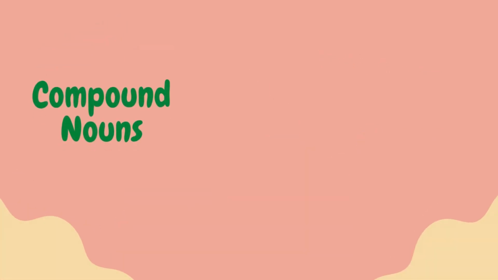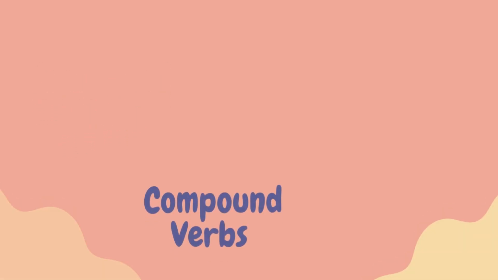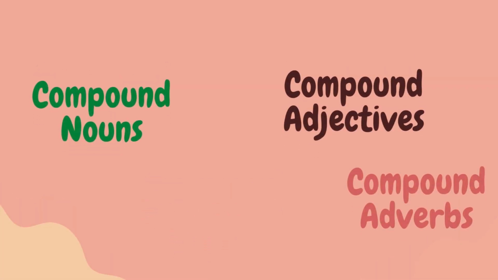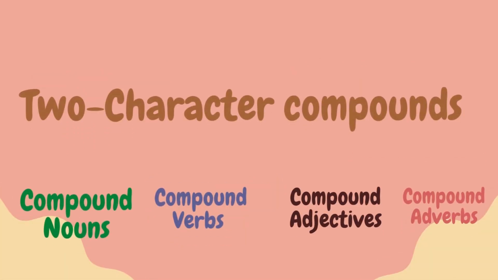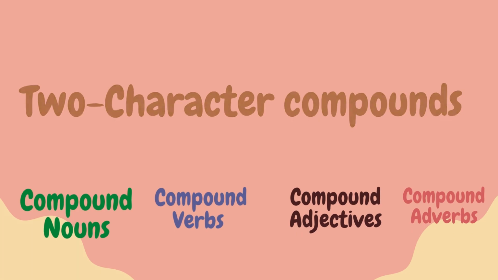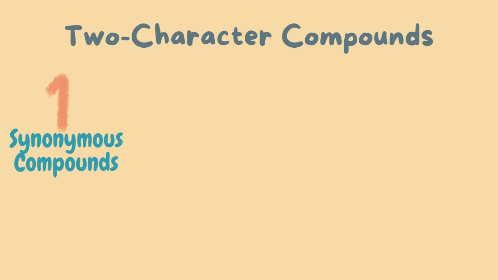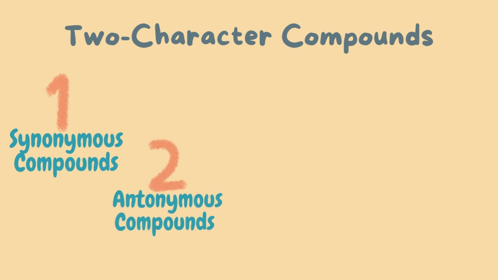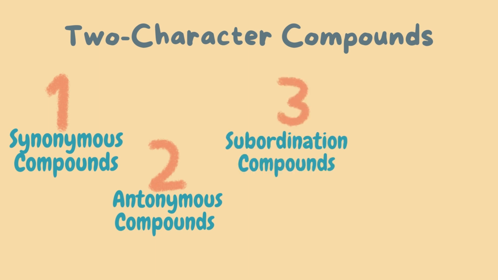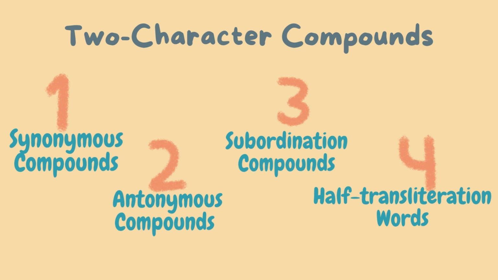In Chinese, compound words can be compound nouns, compound verbs, compound adjectives, and compound adverbs. In this video, we mainly focus on the two character compounds. In this 4-part video series, I'll go over 4 different types of two character compounds. This video will go over the first section, synonymous compounds. Second, we'll talk about antonymous compounds. Then, we'll talk about subordination compounds. Finally, we'll talk about half transliteration words.